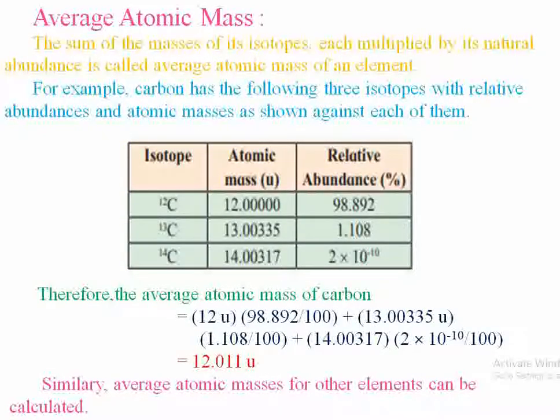Next is the average atomic mass. The sum of the masses of its isotopes, each multiplied by its natural abundance, is called the average atomic mass of an element. Suppose, for example, in this case there are the isotopes of carbon: C12, C13 and C14. Their atomic masses are 12, 13.00353, and for C14, 14.00317, but their relative abundances are variable.